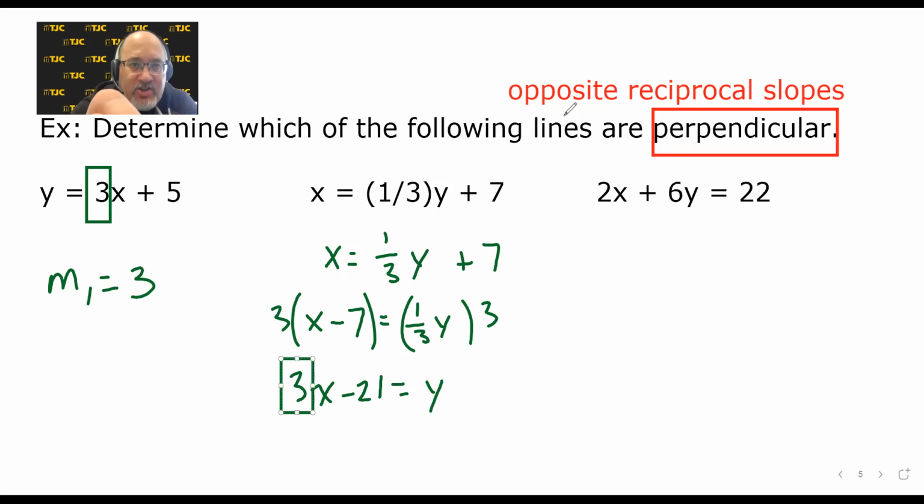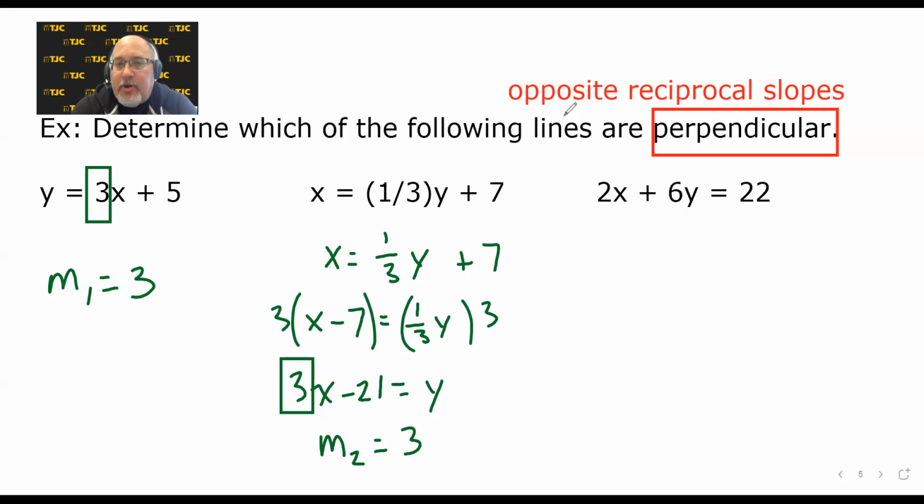So our second slope is 3. These aren't perpendicular because 3 and 3 aren't opposite reciprocals, or equivalently, 3 times 3 is not -1. We could, however, say that those two lines are parallel. All right, well, let's find the slope of the third line.